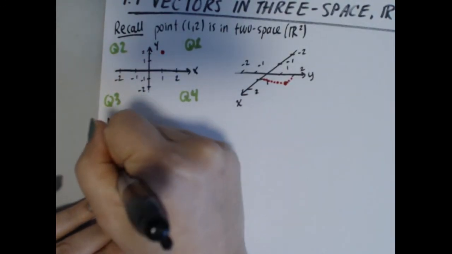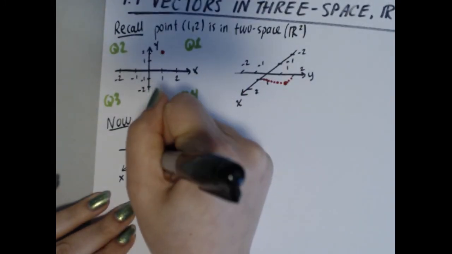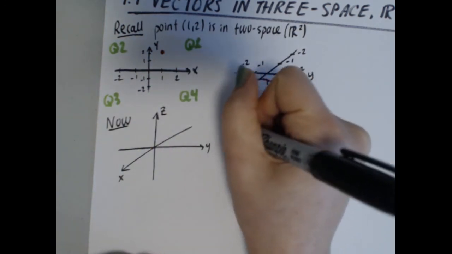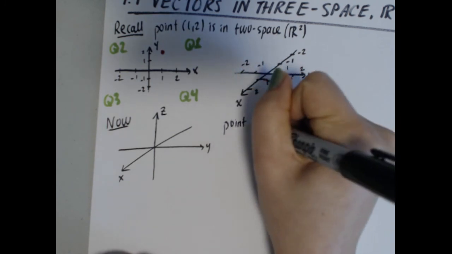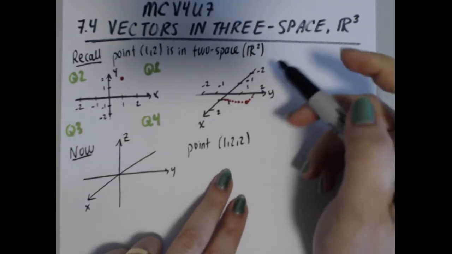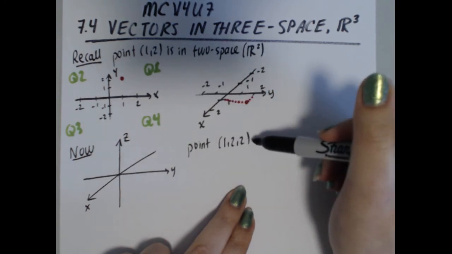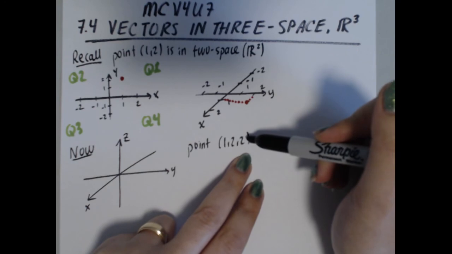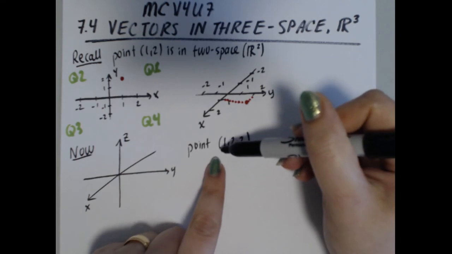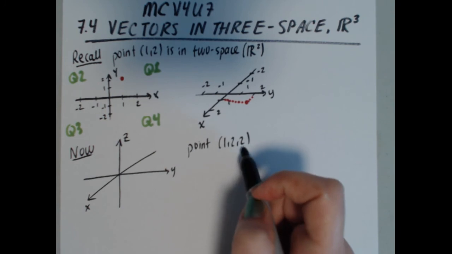So that's what we're looking at now. I have X, Y, and Z. Now let's look at the point (1, 2, 2). Now that we're in R3, three-dimensional space, it doesn't make sense to have a two-coordinate point. It makes sense to have a point with three entries, one for X, one for Y, and one for Z. It wouldn't make sense to plot (1, 2) in R3, or to plot (1, 2, 2) in R2.